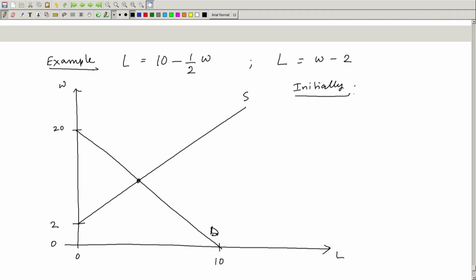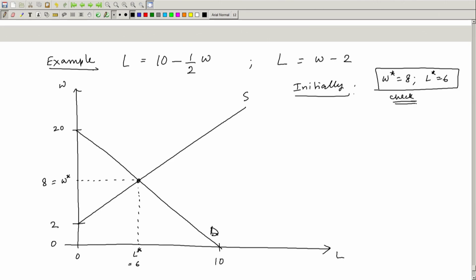Now, as before, initially, let us just repeat it. The equilibrium is obtained by setting the quantity demanded to equal the quantity supplied. So, if you do the arithmetic, you should check that the equilibrium W star is 8 rupees per labor hour, and the equilibrium quantity traded is equal to 6 labor hours. Since I have already done it for the previous example, I am not repeating it. So, you should check it again.